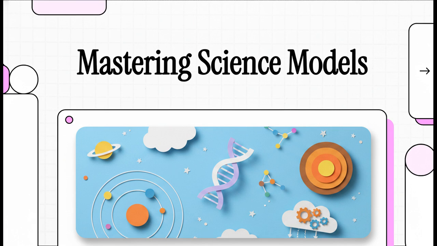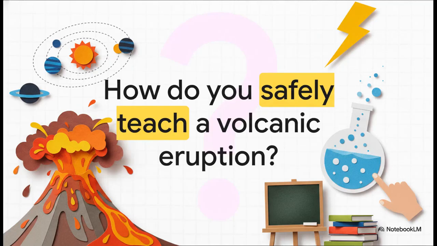We're keeping things clear, structured, and highly focused on exactly what you need to know. So let's jump right in with the crucial question. How do you safely teach a volcanic eruption? Or, for that matter, how do you teach something that's way too massive, like the solar system, or too fast, like the speed of light, or honestly just too dangerous to touch? You can't exactly bring molten magma into a middle school lab. The administration tends to frown on that. So you need a stand-in.